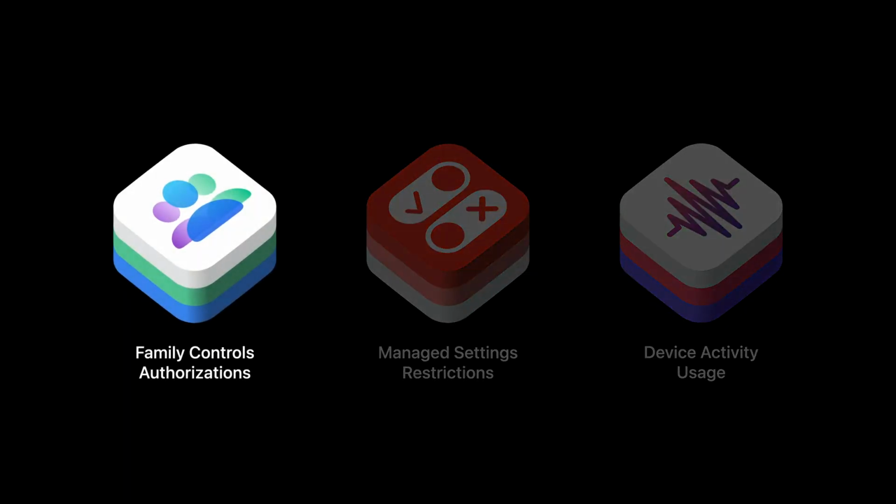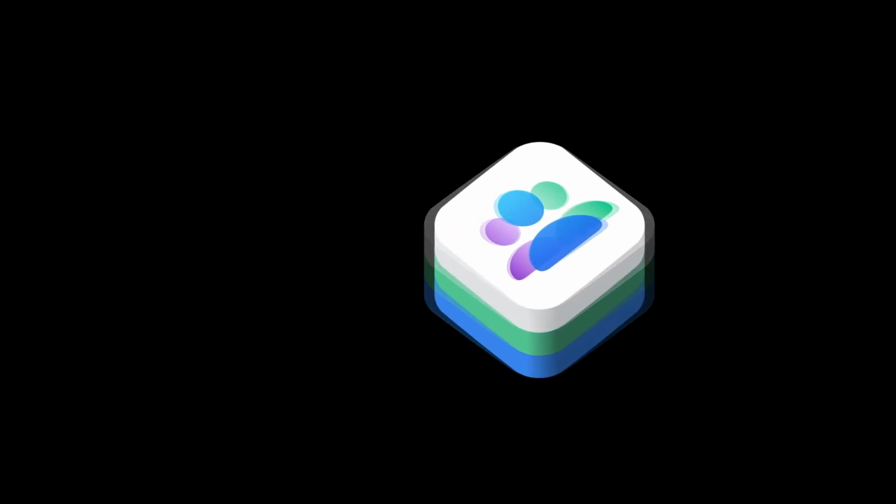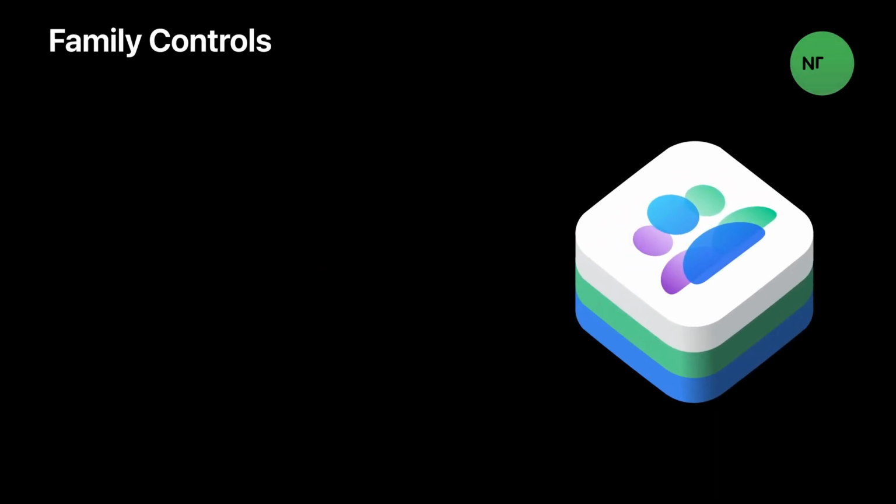Let's start with Family Controls. If you remember from iOS 15, Family Controls was only capable of authorizing child devices via iCloud authentication. We are happy to inform you that in iOS 16, Family Controls is now capable of authorizing independent users from their own device. This new authorization method means the Screen Time API can be used to build more than just parental controls apps.